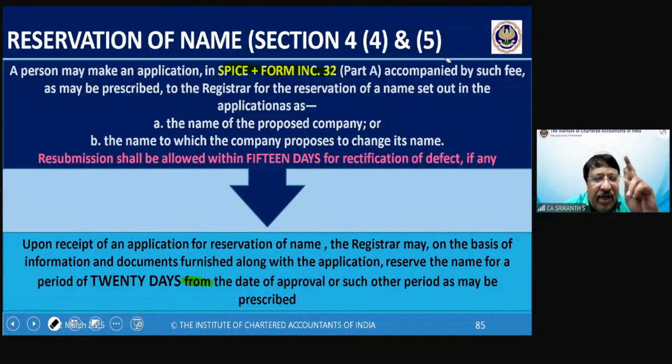It will be valid for 20 days. That's all. Within 20 days, if you don't start the process of incorporation, if you don't upload Part B, then the name will expire. Again, you have to start.